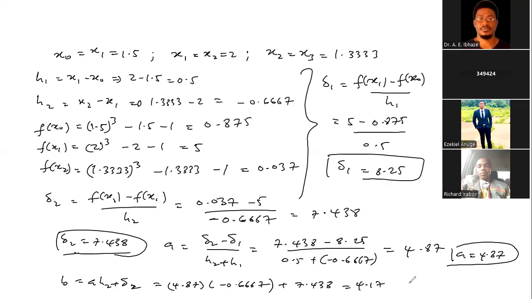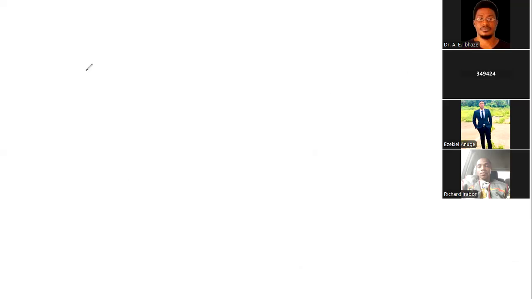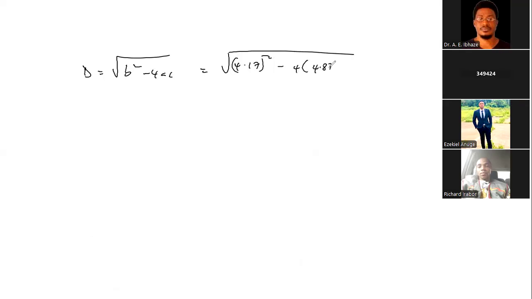And then, we know B, then C is the same as f of S2. I already evaluated f of S2, so that's 0.037. Okay. So now, what we want to do is to compute D, which is the same as square root of B squared minus 4AC, right? And this will give us 4.17 squared minus 4 times 4.87 times 0.037, right? So once we resolve that, that will give us 4.08.